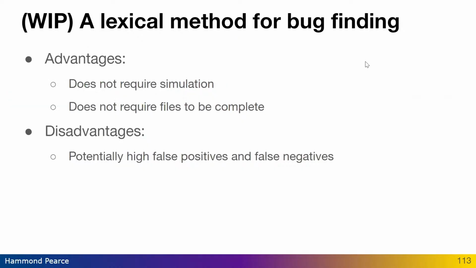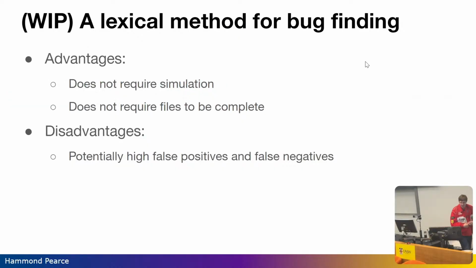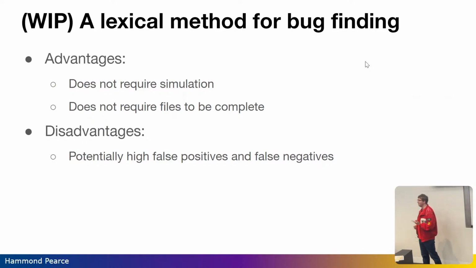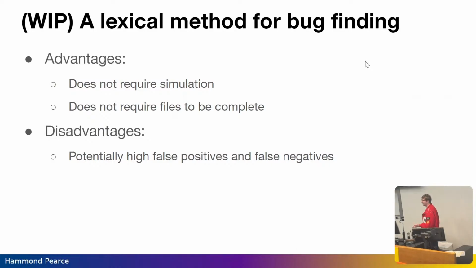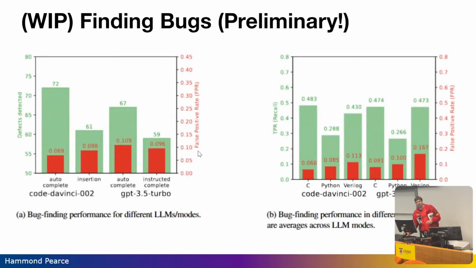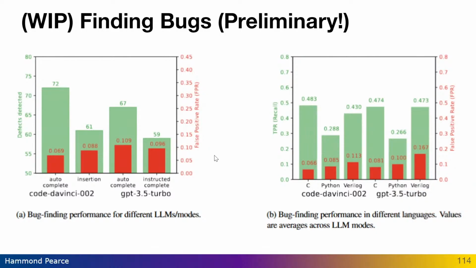This is a really nice method for bug finding using a language model because it doesn't require simulation, nor does it require your files to be finished, which has got to be about the only testing method in the world that can work over non-compiling files. However, it's quite noisy at the moment, so this is still something we're working on. We've got these nice plots which show that we are able to identify certain bugs, but we get a lot of false positives. So we're still trying to work out if it is even possible to bring down that false positive rate.